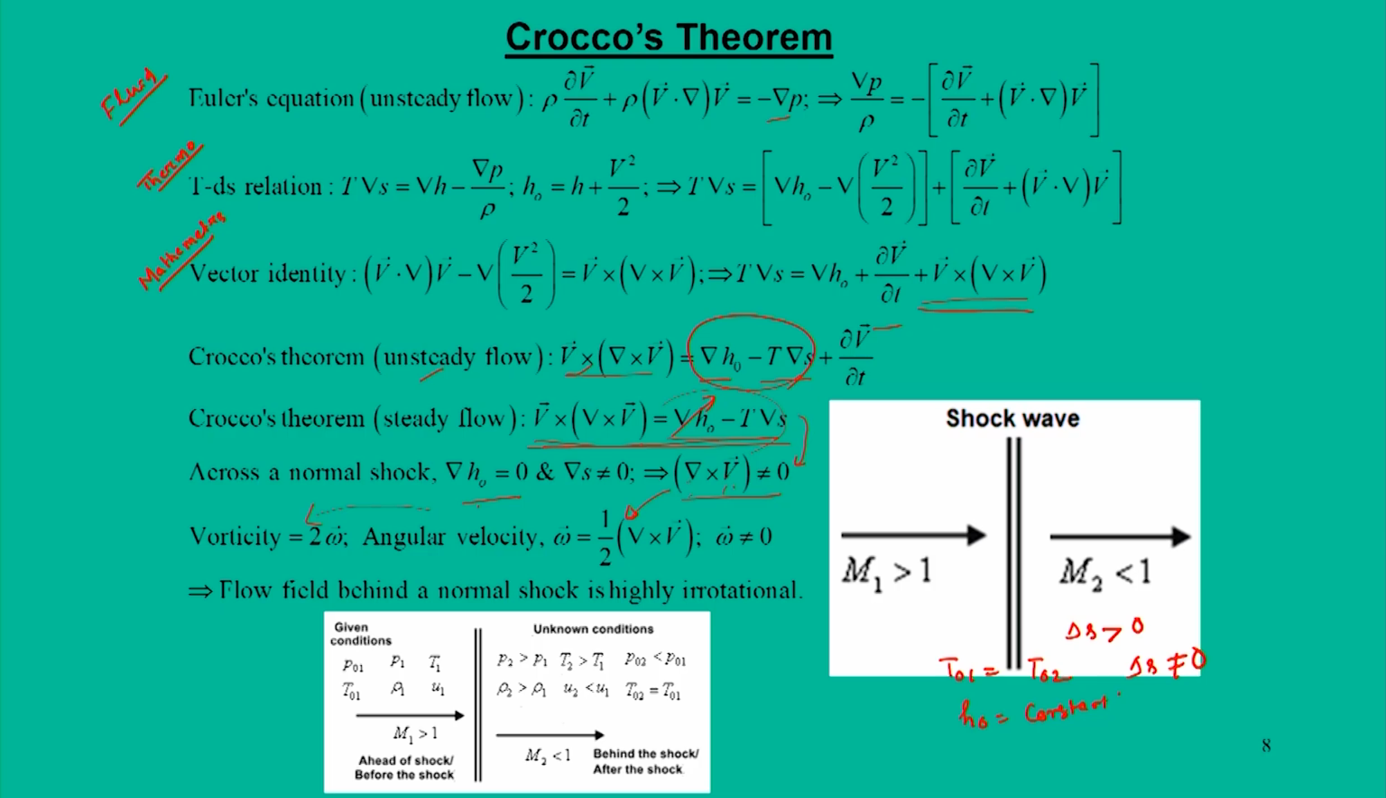So, this gives the theory that the flow field behind a normal shock is highly rotational. The flow field behind a normal shock is highly rotational; it cannot be irrotational flow. It means vortices are introduced when the fluid element crosses the normal shock, that means the streamline experiences vortices when it crosses a normal shock.